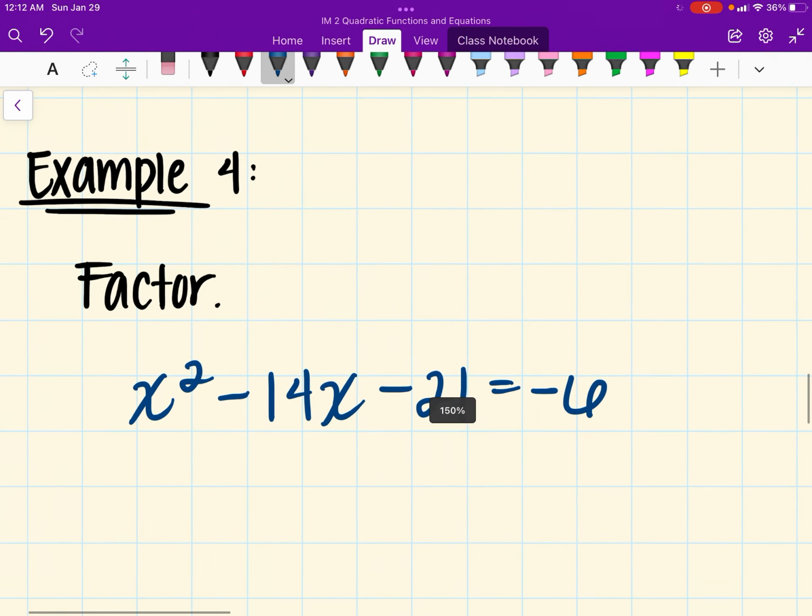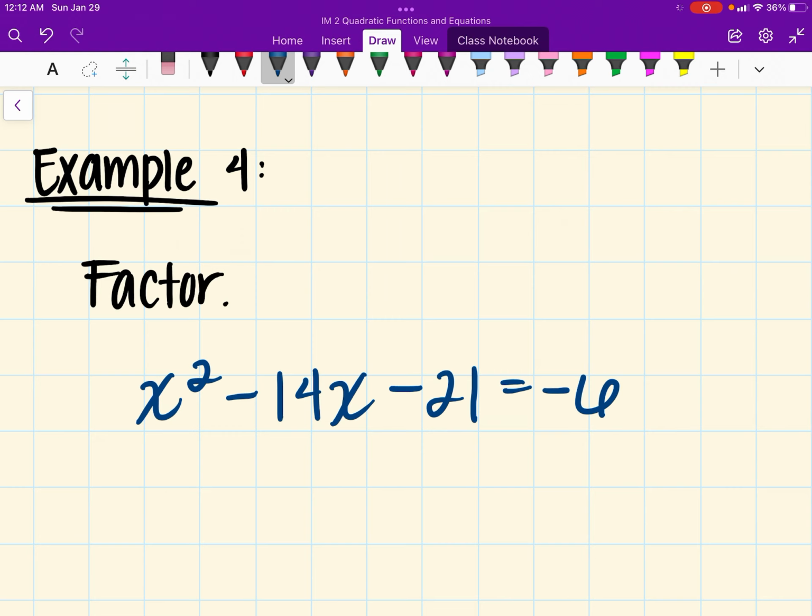Next example, guys, is I want to go ahead and factor out the expression. This is example 4. And I do have the expression of x squared minus 14x minus 21 equals negative 6. Now, because we're going to factor out the expression, whenever we're factoring the equation here, it must be equal to 0.